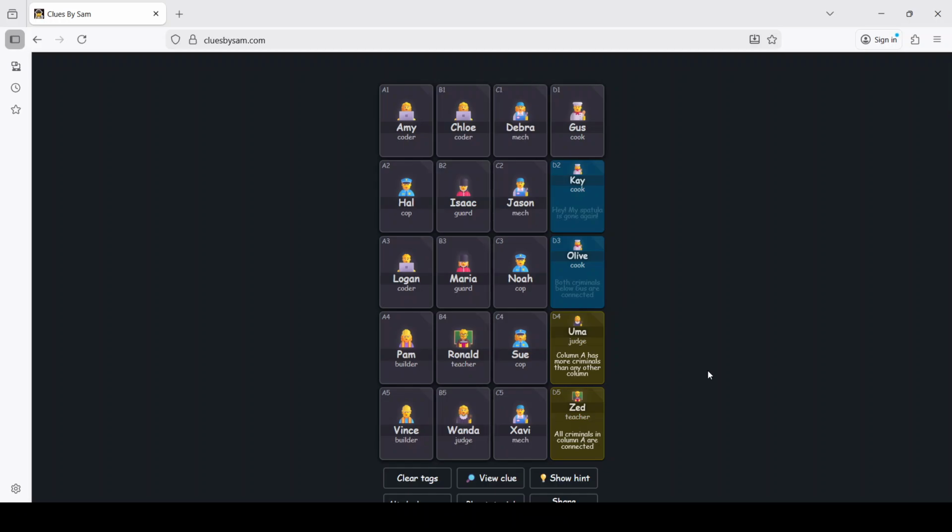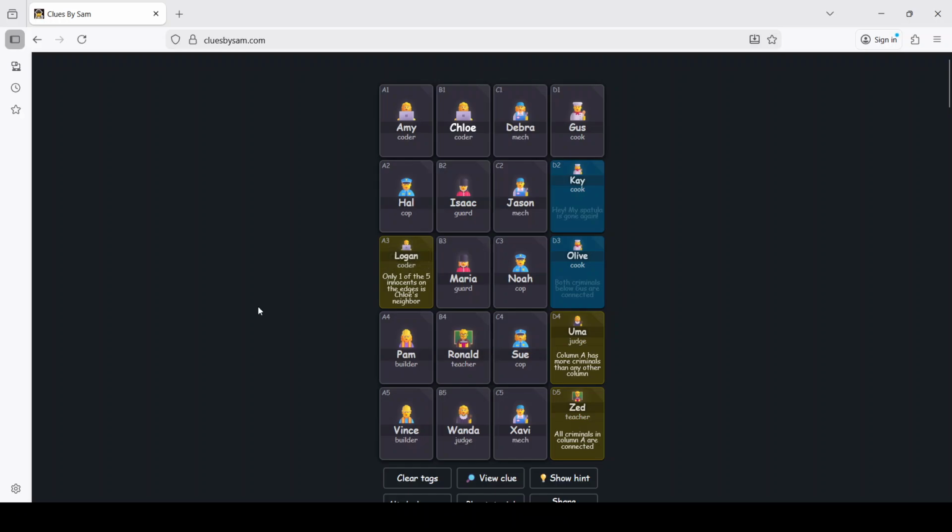Uma is giving us the clue: column A has more criminals than any other column, and Zed is telling us all criminals in column A are connected. We know that column D has two criminals right now, could have three. This means that at minimum, column A has three criminals. If they are all connected, and just assuming three criminals, the possibilities there are Amy, Hal, and Logan; Hal, Logan, and Pam; and Logan, Pam, and Vince. So Logan does have to be a criminal.